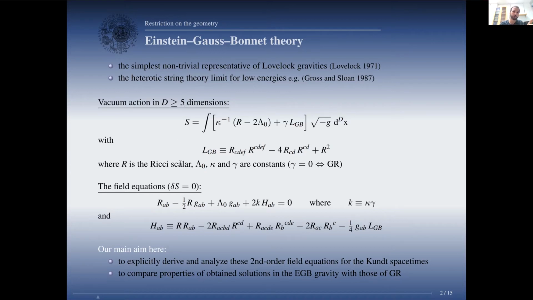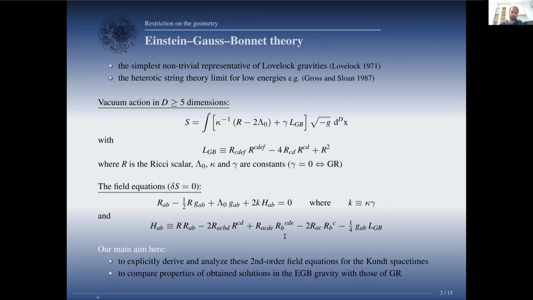And variation of this action leads to the field equations. Here it's written in the form that we have the classical Einstein part and the Gauss-Bonnet correction proportional to a constant k, which is just a combination of kappa and gamma. This Gauss-Bonnet part is written here. There is explicitly the Gauss-Bonnet term and some contractions of the Riemann tensor with the Ricci tensor, and so on. And our aim is to derive the second-order field equations.